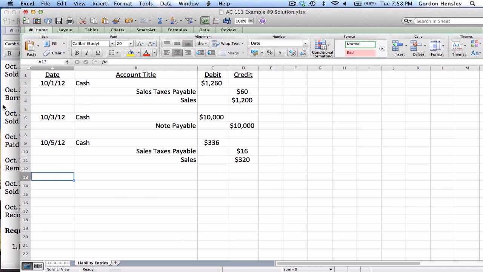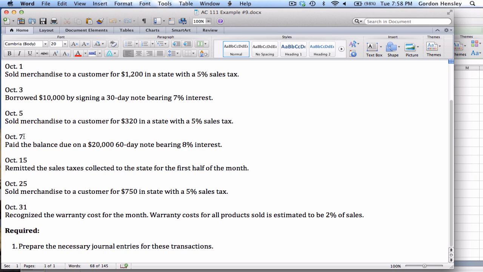So that takes care of that transaction. Then we get down to October the 7th. It says we paid the balance due on a $20,000 60-day note bearing 8% interest. So evidently up here on the 3rd, that's not the only time we borrowed money. We must have borrowed money another time, 60 days ago, 2 months ago, and now we've got to pay the money back on that.